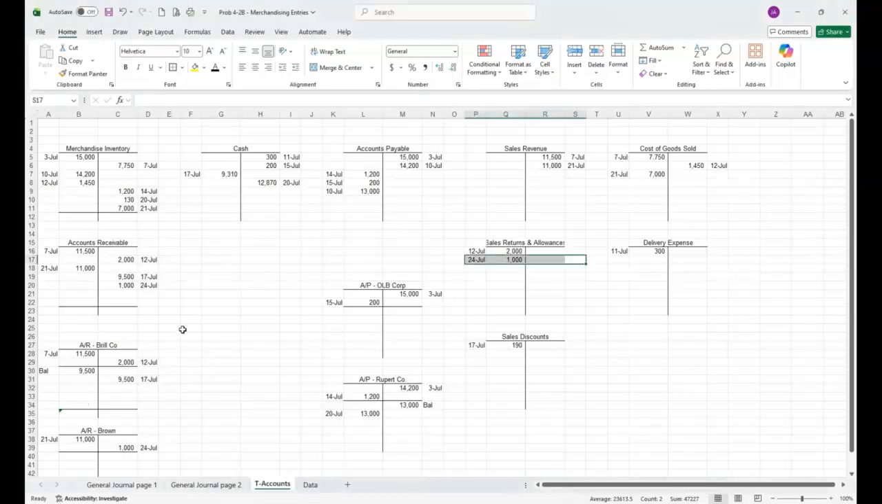All right, so here are the credits, a $1,000 credit to accounts receivable and to the subsidiary ledger account for Brown, and a debit to sales returns and allowances. And in this case, it's an allowance, so we're not going to put anything back into our inventory on this one.